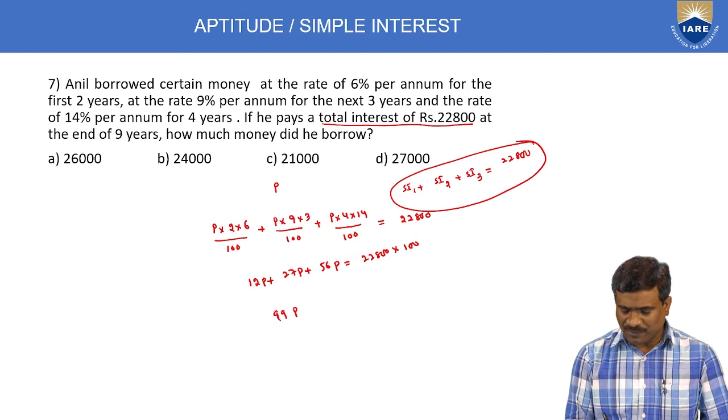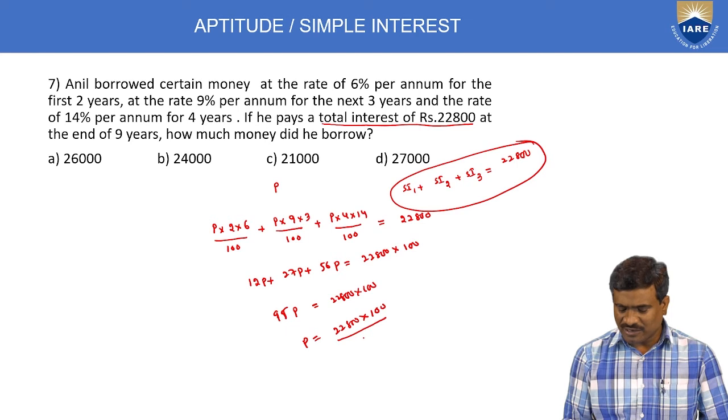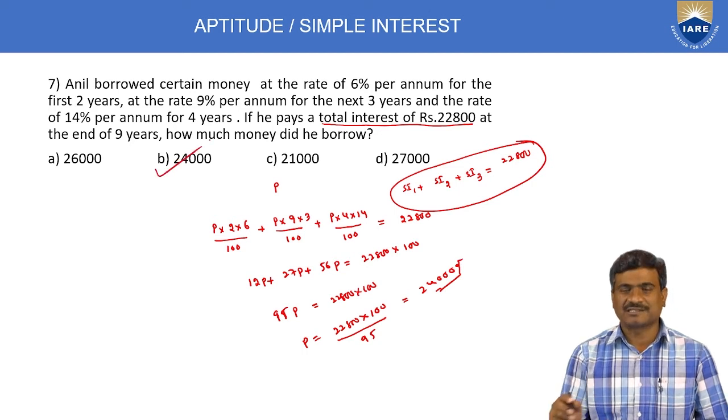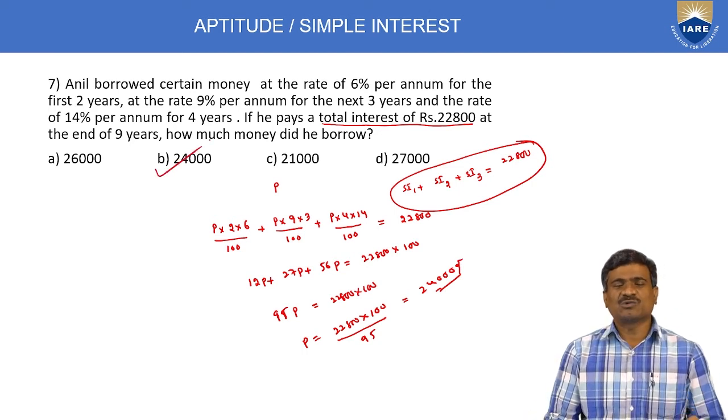Next, 95P is equal to 22,800 into 100. Then principal amount is equal to 22,800 divided by 95, which is equal to 24,000. Option B only is correct. This method is also easy.